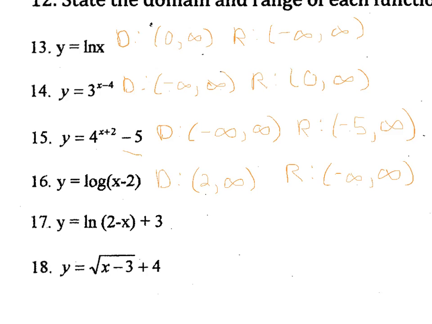17 is a little bit tricky because we have 2 minus x, which means that we can only plug in numbers that are smaller than 2. So our domain will be negative infinity to 2. And it's a logarithm, so its range is negative infinity to infinity.